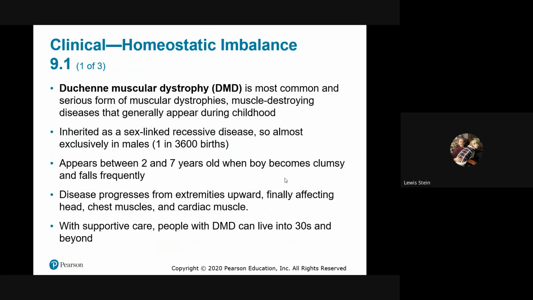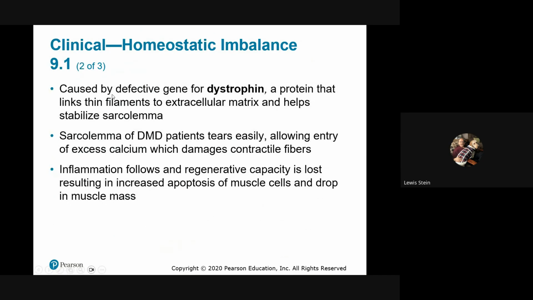Maybe you did this in lab: internal and external intercostals, diaphragm, that guy. Okay, all about that. So it starts, and a lot of diseases do this as well, in the extremities and works its way inward and upward: head, chest, cardiac muscle. And they're living longer today, to be very honest with you. But it's not a diagnosis you would wish on anyone's child or the child themselves, certainly. So they named the gene for what it does, and it links the filaments, as you can see, and stabilizes the sarcolemma. That's the membrane. It tears easily, inflammation, etc., all the bad stuff that happens.